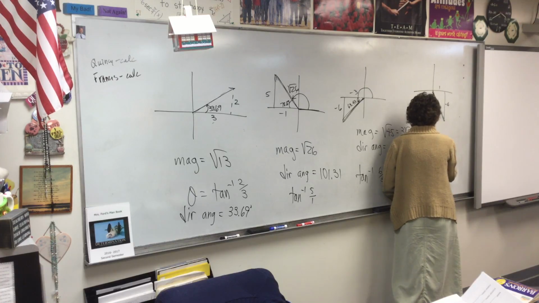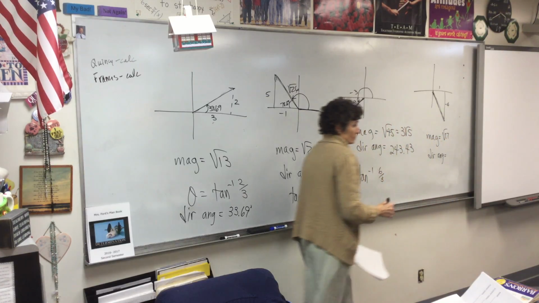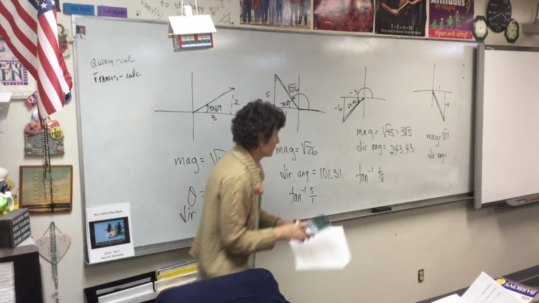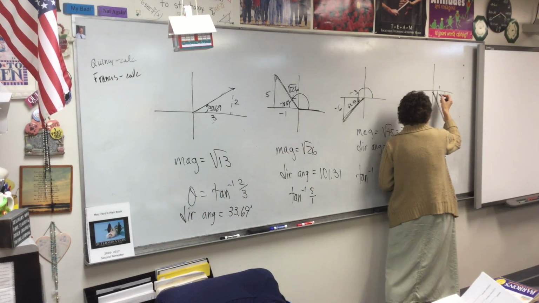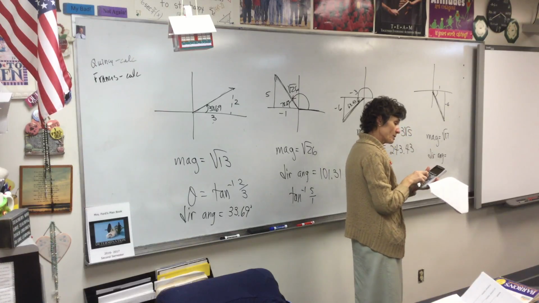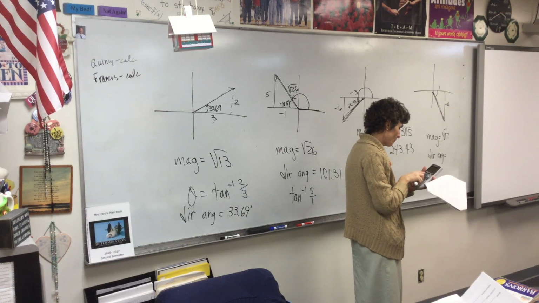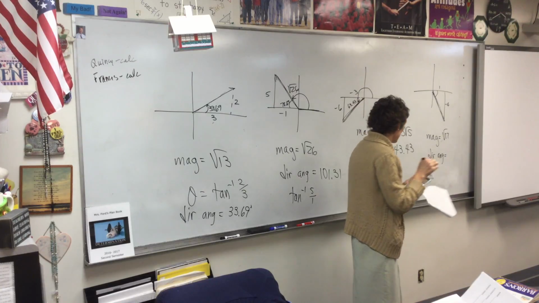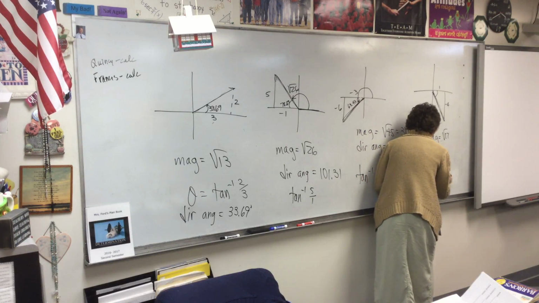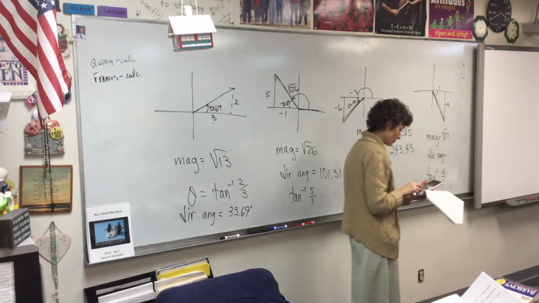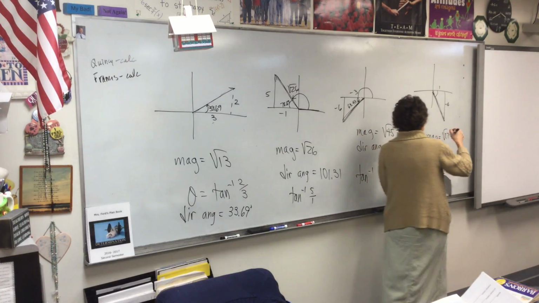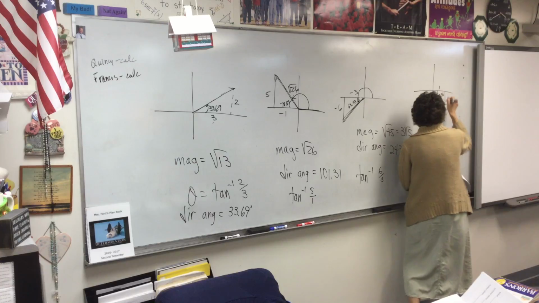What's my magnitude? √17. Now I need my direction angle. What am I going to press on my calculator to find this angle right here is the one I'm going to find? So I'll press what? Second, turn it on for second tangent. 4/1 or 4. 75.96.